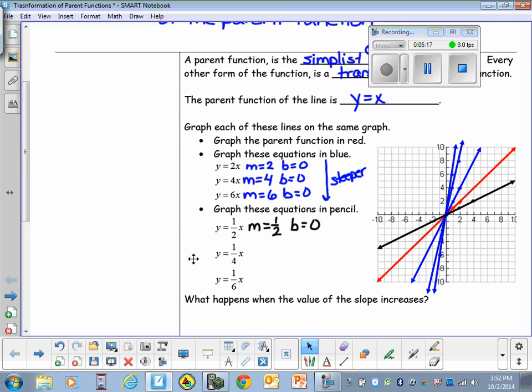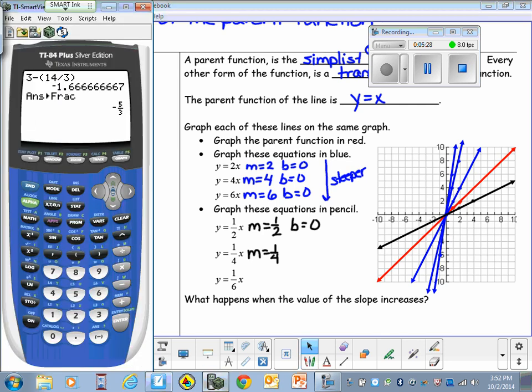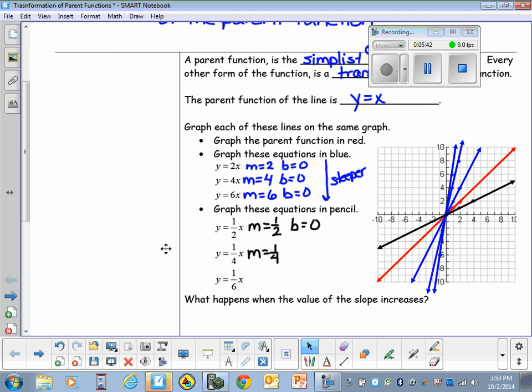Okay. Next up, 1/4 is my slope. Is 1/4 smaller or larger than 1/2? If you don't remember, check it out on your calculator. 1/2 is 0.5. 1/4 is 0.25. 25 is smaller than 5. 1/4 is smaller than 1/2. Another way to think about it, if you eat half of a pizza, or if you eat 1/4 of a pizza, is 1/4 less or more than 1/2? And it's definitely less.